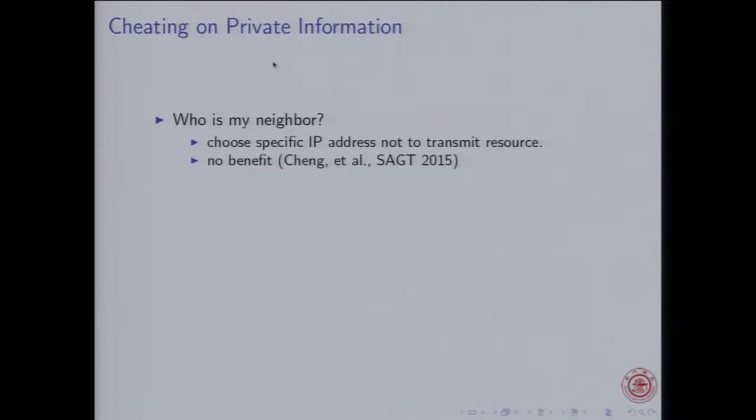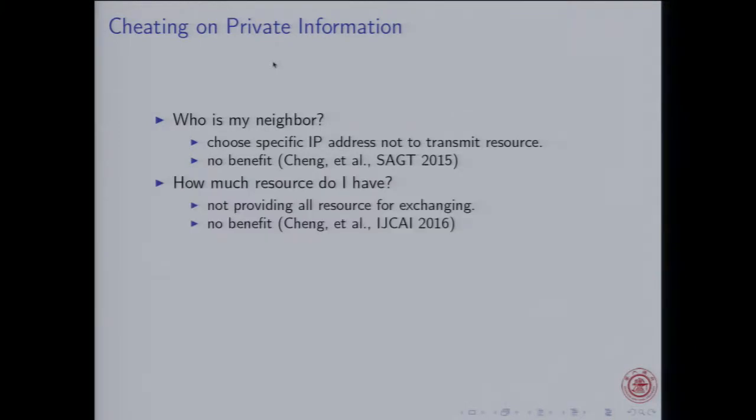Okay, let's just show that. Firstly, I can tell lies about who my neighbors are, since my neighborhood in the network is not known to everyone, and it has been shown that such a strategy cannot benefit me. The second one is how much resource I have. This may be easier to understand, in that I may not share all my resources with others. It has also been proved that agents cannot benefit from that.